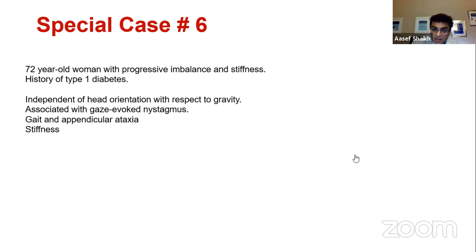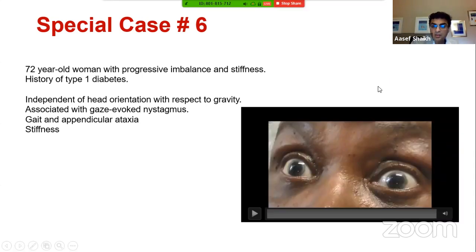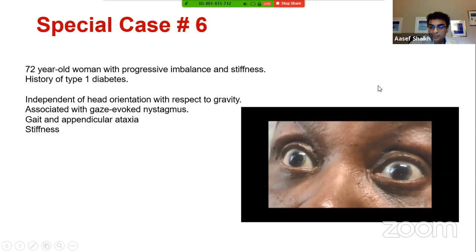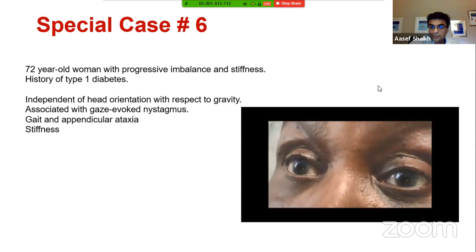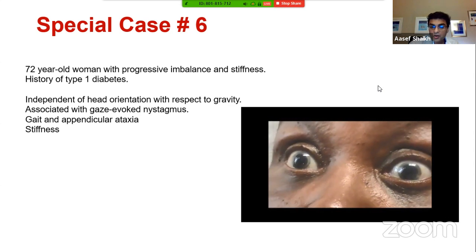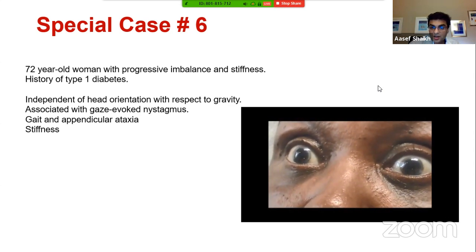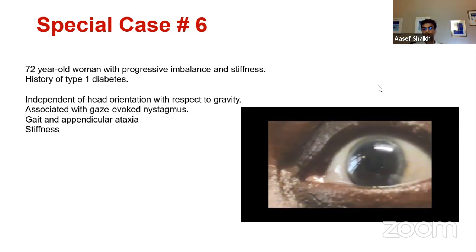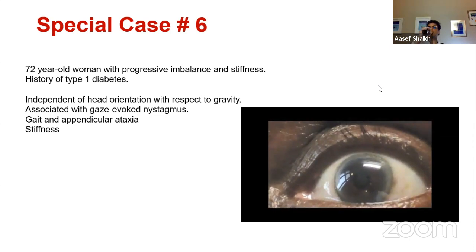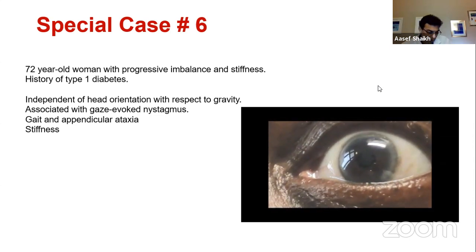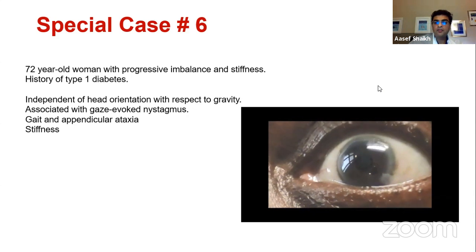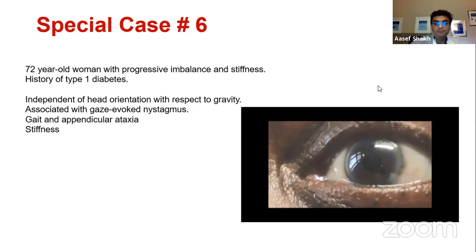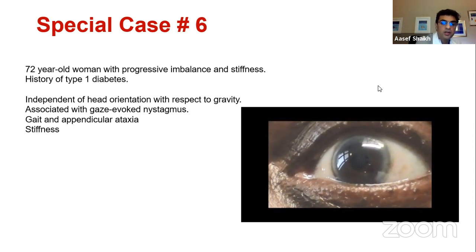And when I look at her eyes, see this upbeat nystagmus there? Again, focus on the eyelids. You will see it much clearer. Over here, you can see it in the eyes also. And of course, when she was supine, she did not have any change or in any of the other gaze orientations.